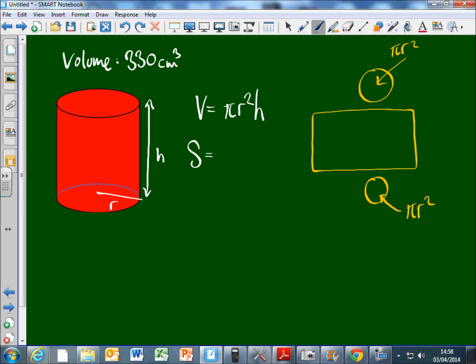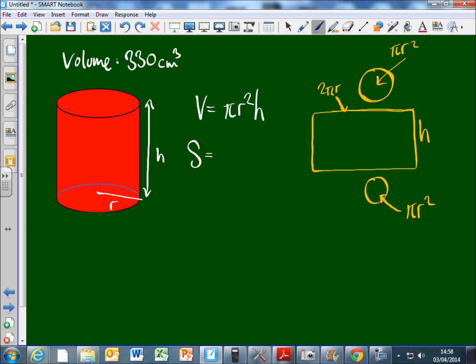Now we've got to think about this. What's the area of this rectangle here? Well, what's this length here? H, because that's just how high it is. And then this length here goes all the way around a circle. So it's the circumference of a circle. And so what's the formula for circumference of a circle? Pi times the diameter. But we're using R, not D. 2 pi r, yeah. Okay.